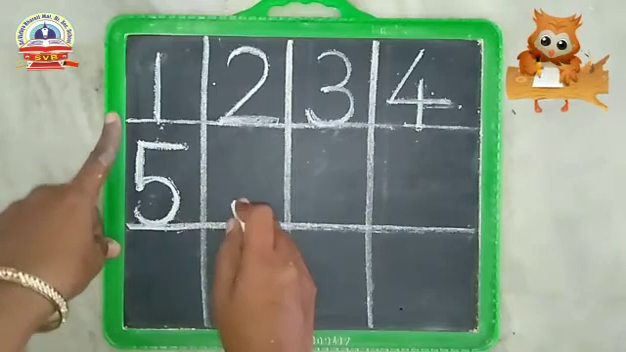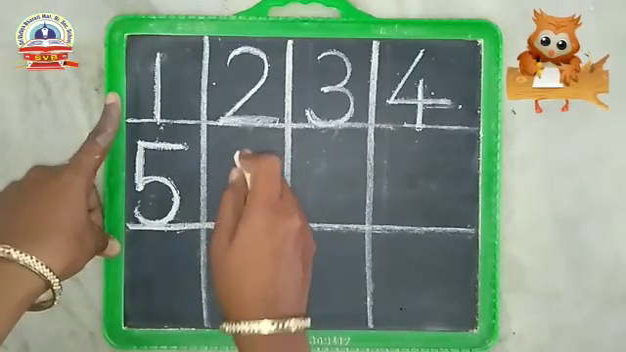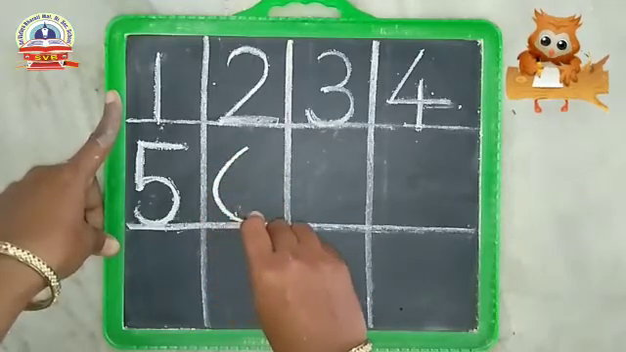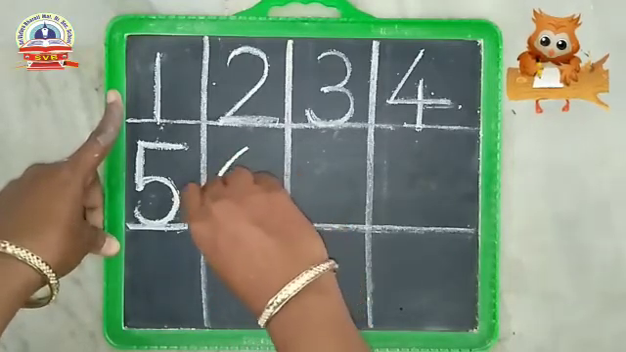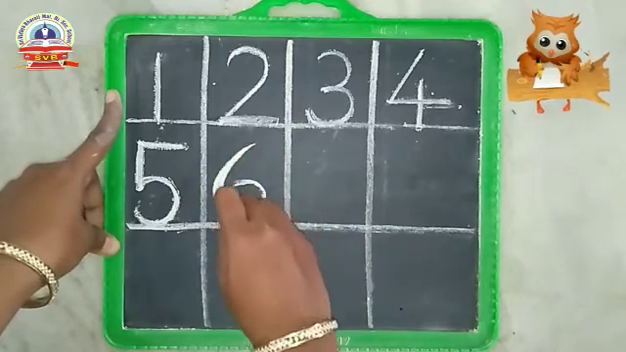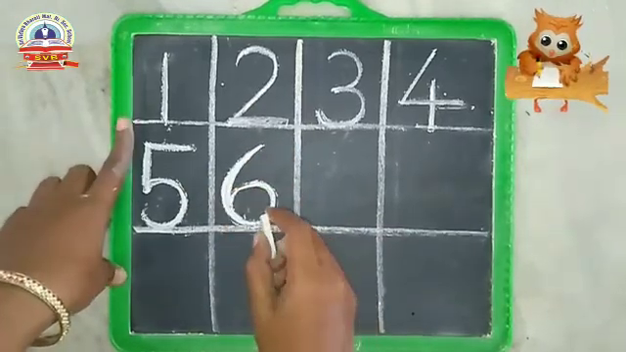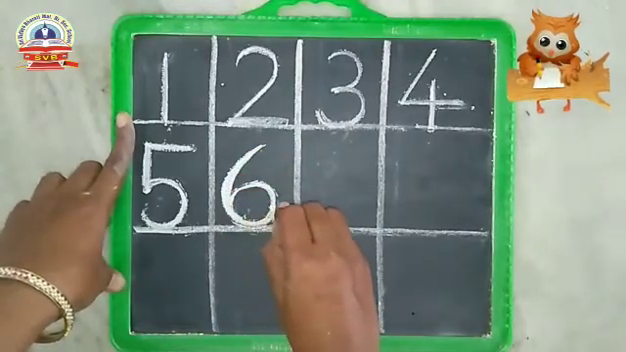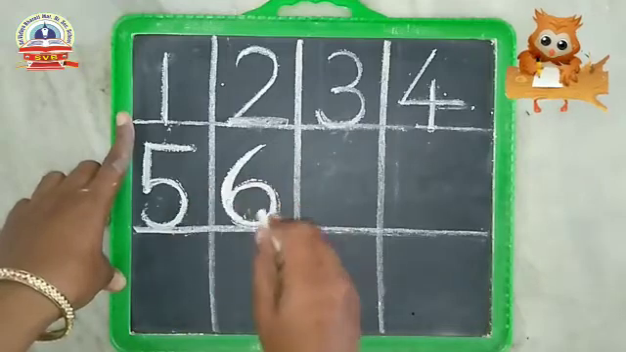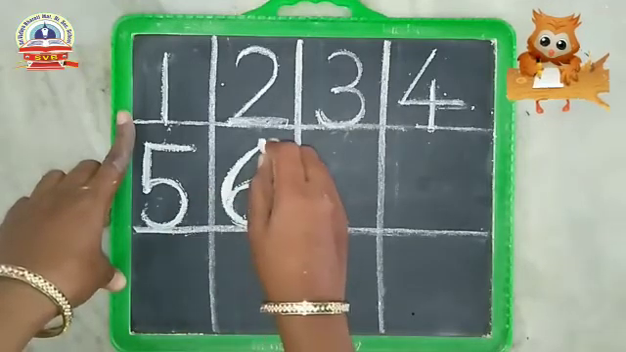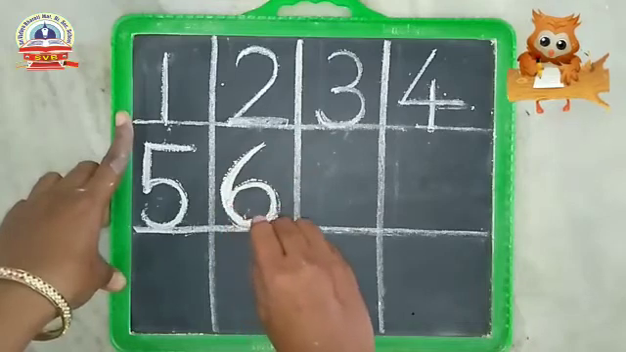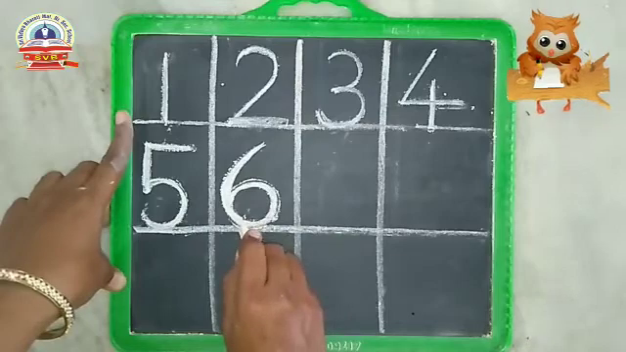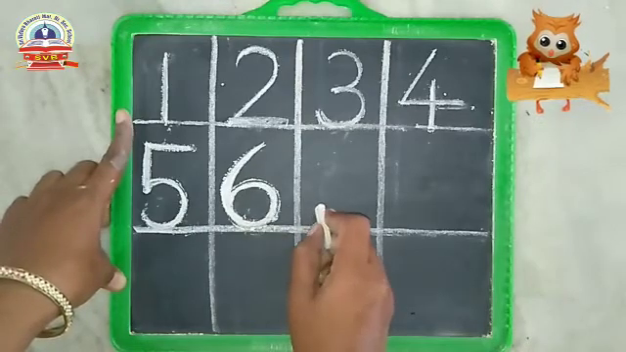Next comes 6. Right curve, touch the ending line and bend. This is number 6. Write again, right curve should touch the ending line and bend. This is number 6. Write again, right curve should touch the ending line and bend. This is number 6. Next comes 7.